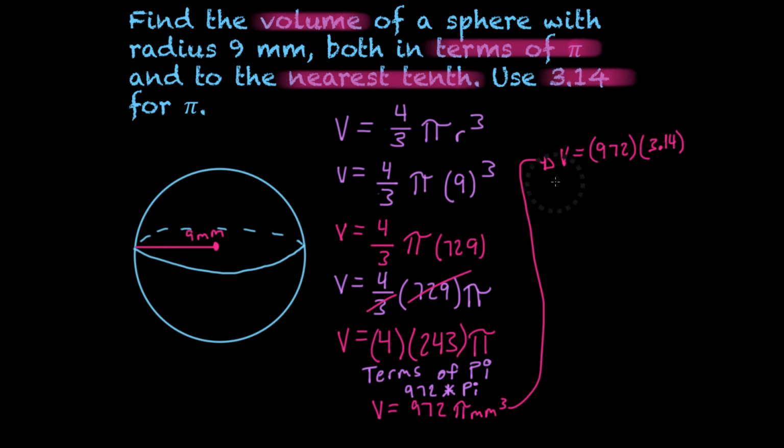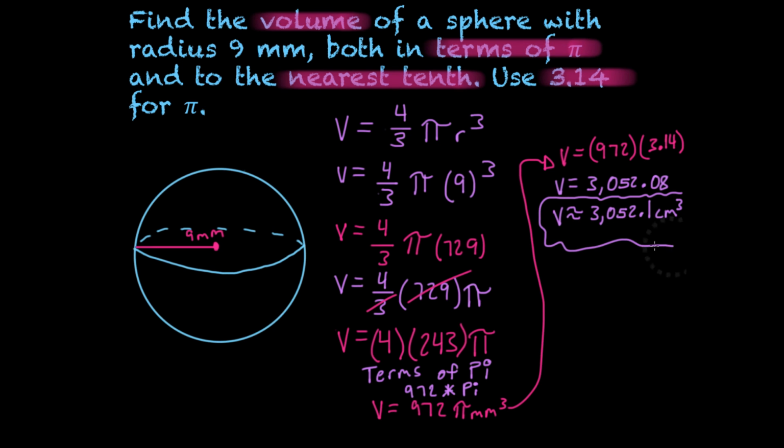When I multiply these two values together, I'm left with V is equal to 3052.08, but I need to round to the nearest tenth. So when I do that, I'm left with V, it's approximately, it's not exact now, approximately 3052.1 centimeters cubed. Cool, so now I've solved for the volume to the nearest tenth and in terms of pi.